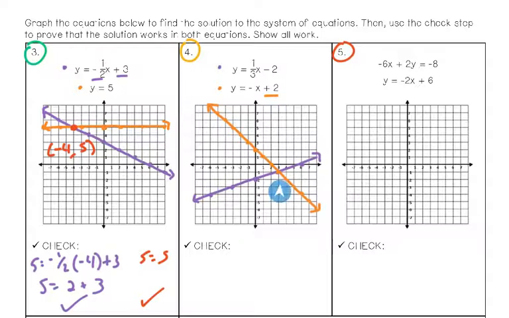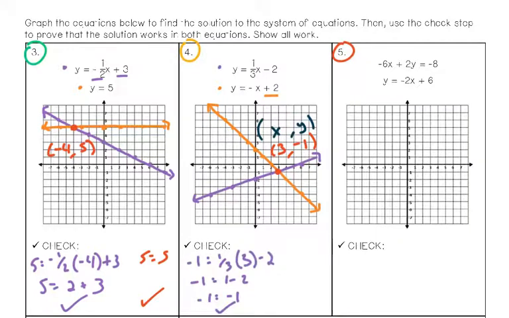The point that they intersect is the solution. So it's like where X marks the spot. That here is at 3, -1. Because remember, it's over 3, down 1. That is going to be our solution. It's always going to be an X, Y coordinate. That is where we find our solution.